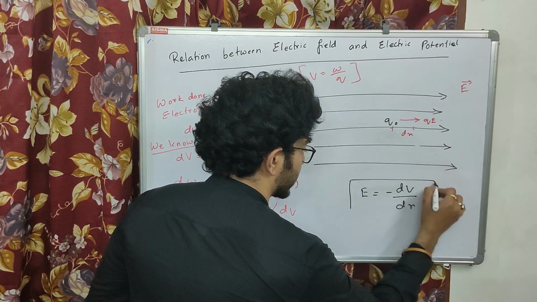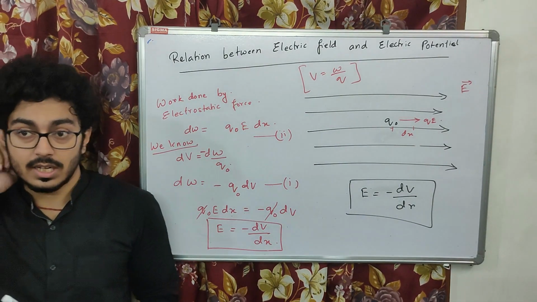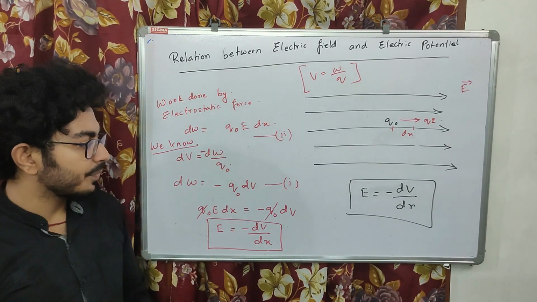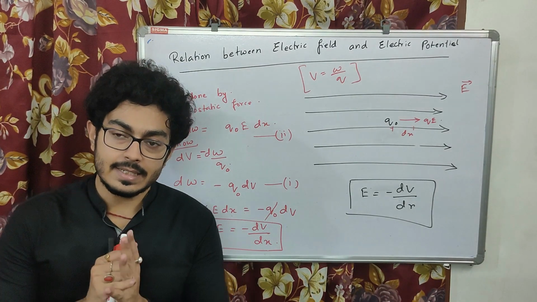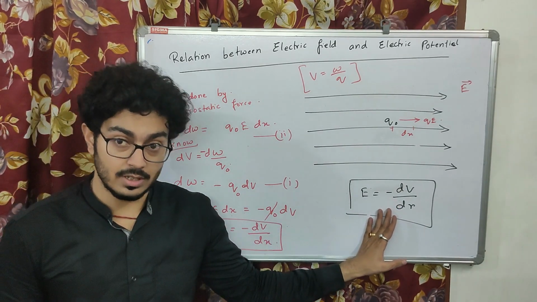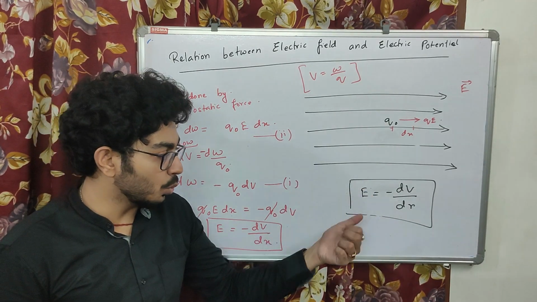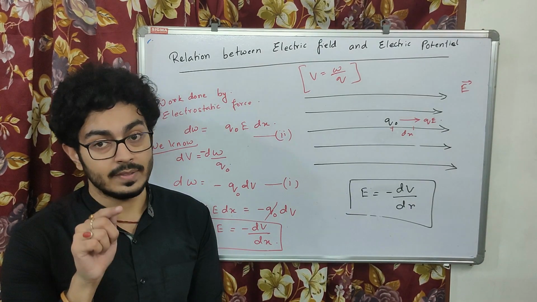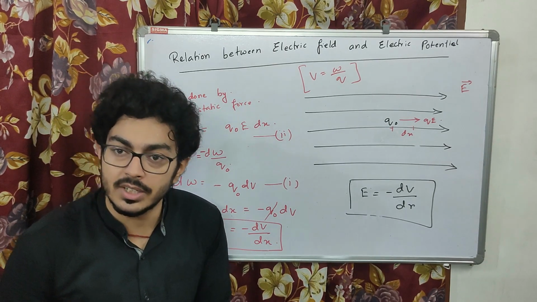So this is the concept. I would like you to write down this whole thing in your copy. The main concept that lies here, just try and understand. From this equation we can infer that the electric field is equal to minus dV by dr. That means the electric field exists when there is a negative potential gradient. So we have to understand what a negative potential gradient is.